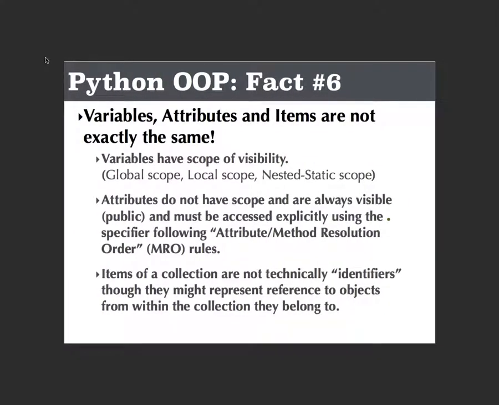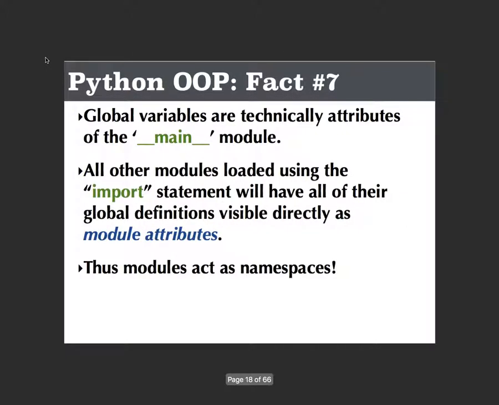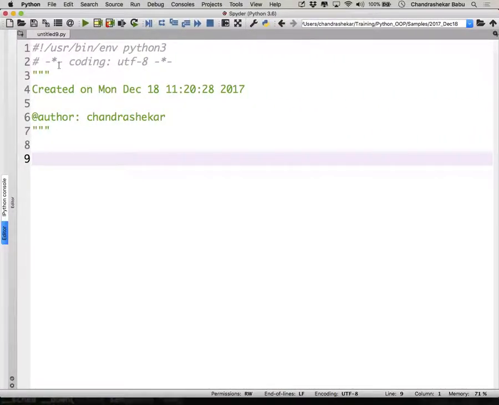All right, we'll continue. So before the break, I don't think I told you about the first 5 facts, 6th fact also. The 7th fact is that all global variables are technically attributes of a module called main. Modules are everywhere in Python. Python is a fully modular language. Every code that you execute in Python belongs to some module, including the main program. I'll show you a little bit about namespaces.